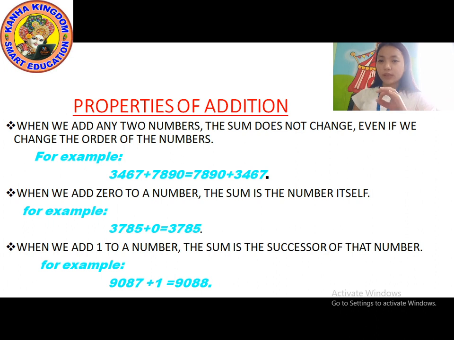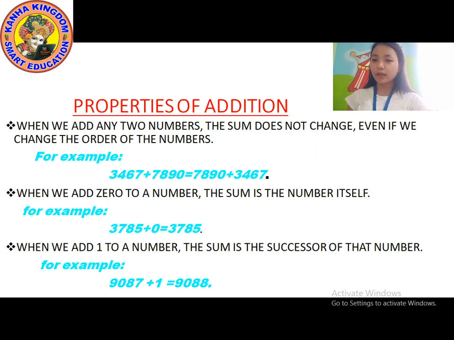The second property of addition is this. Now the third property of addition is when we add 1 to a number, the sum, that means the total, is the successor of that number. Okay, in the first chapter we already learned about successor, right? What is successor?